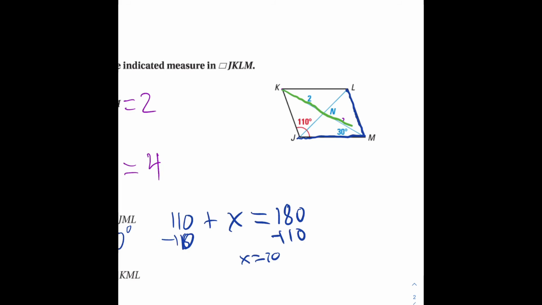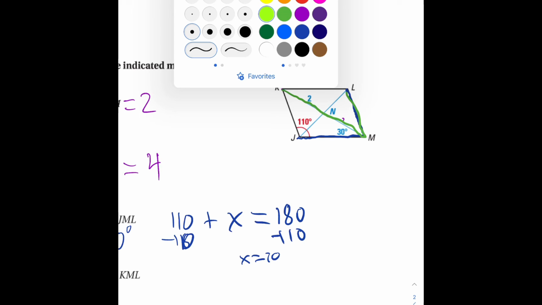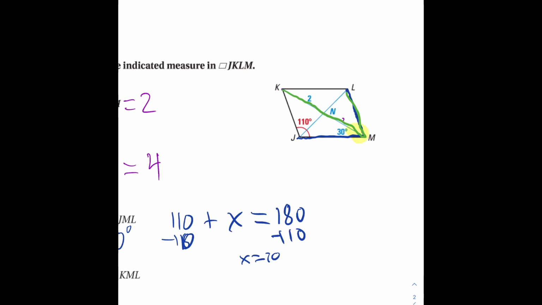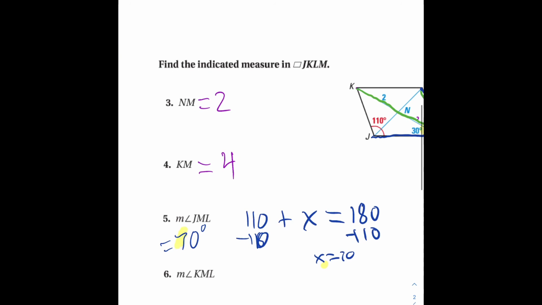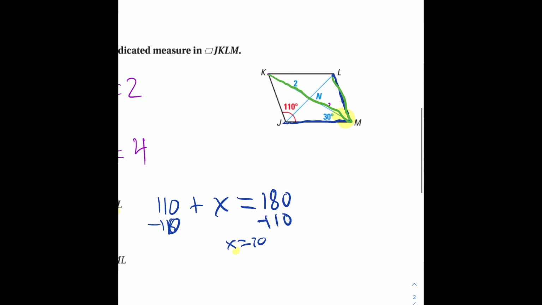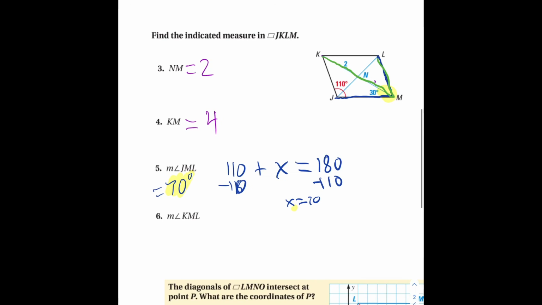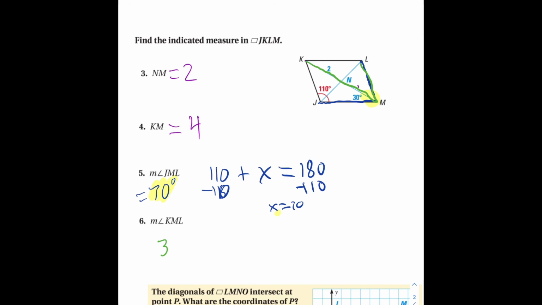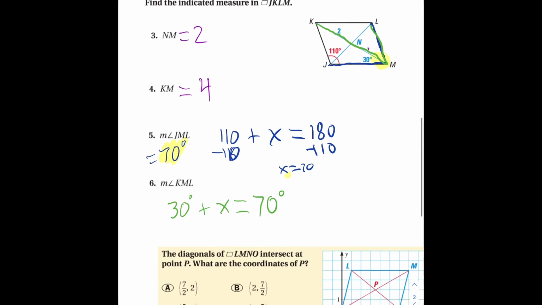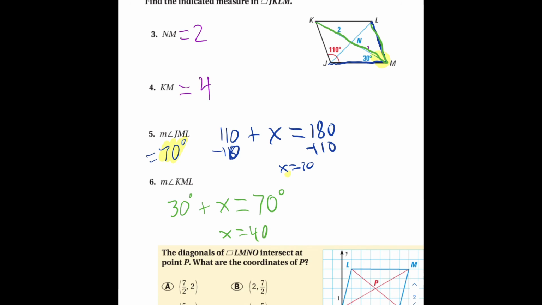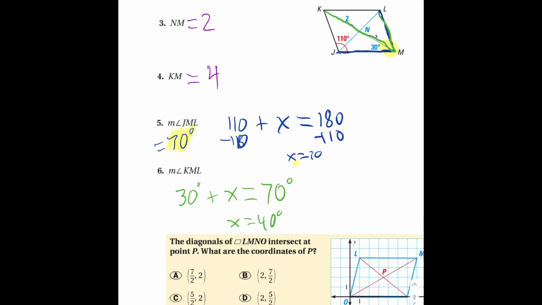So JML is 70 degrees, which helps me figure out the measure of angle KML. So again, KML. Now I know that this whole big angle right here, this whole thing, we just found to be 70 degrees. So think about what Mr. Larson always says. Little angle plus little angle equals big angle. I know one of my little angles is 30 degrees. I don't know what the other little angle is, but I know the total is 70. Well, that means that it's going to be 40 degrees. So this equals 40 degrees.